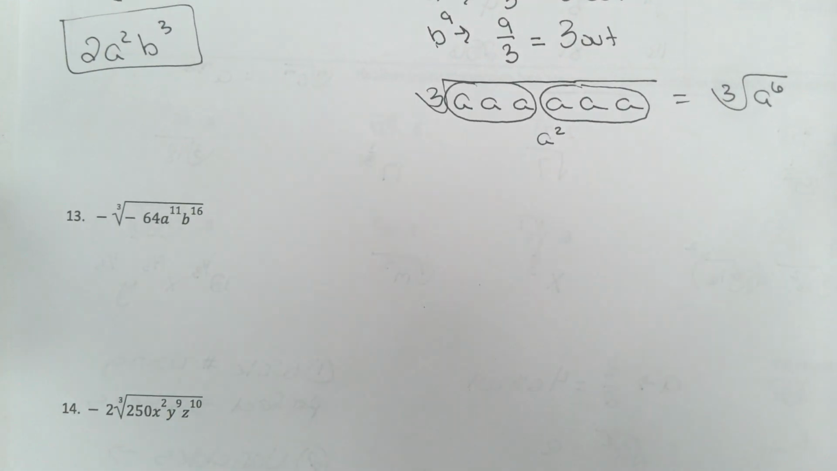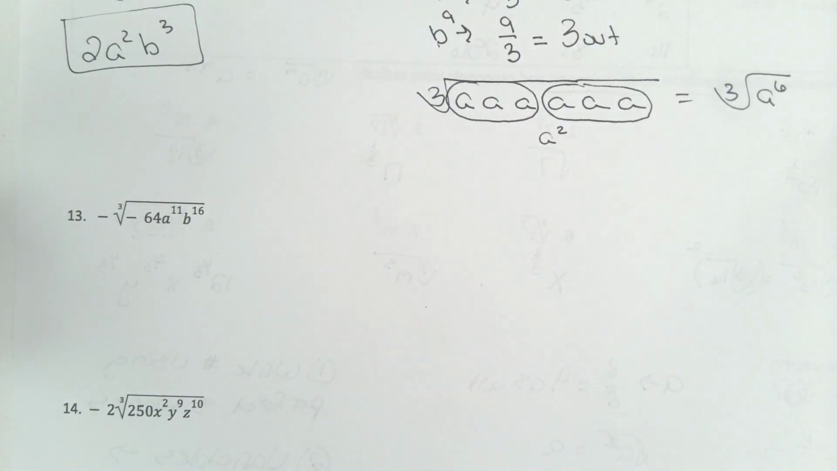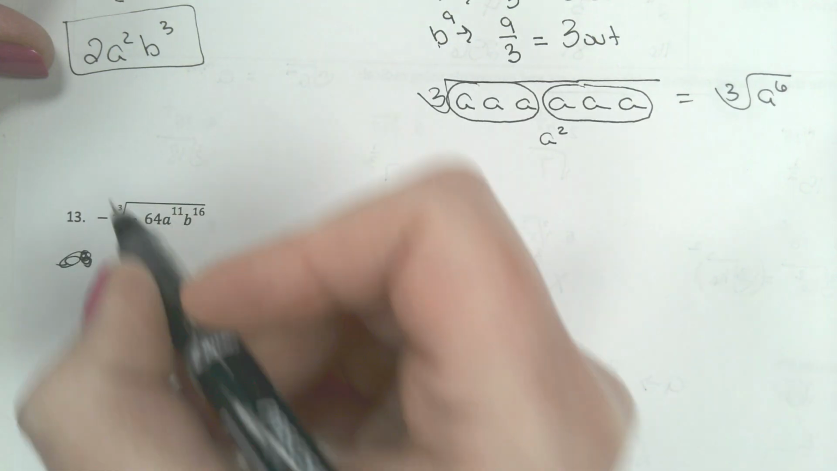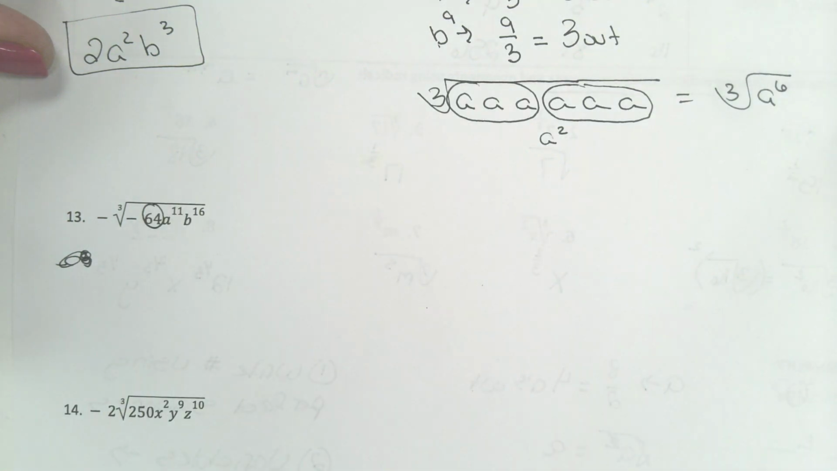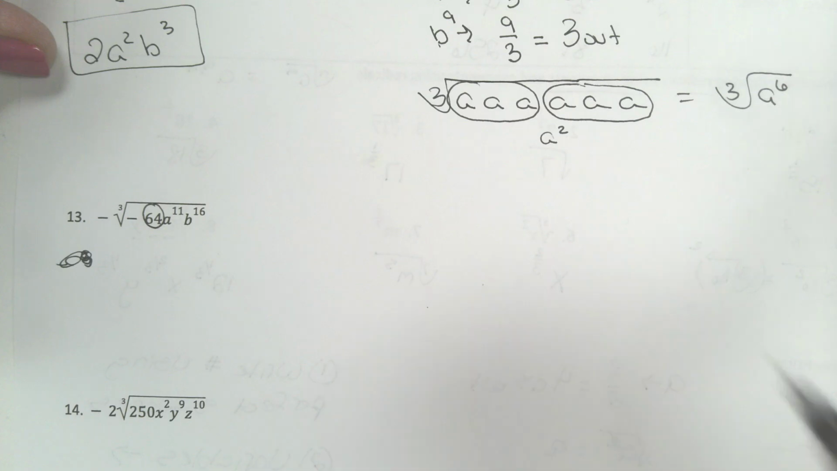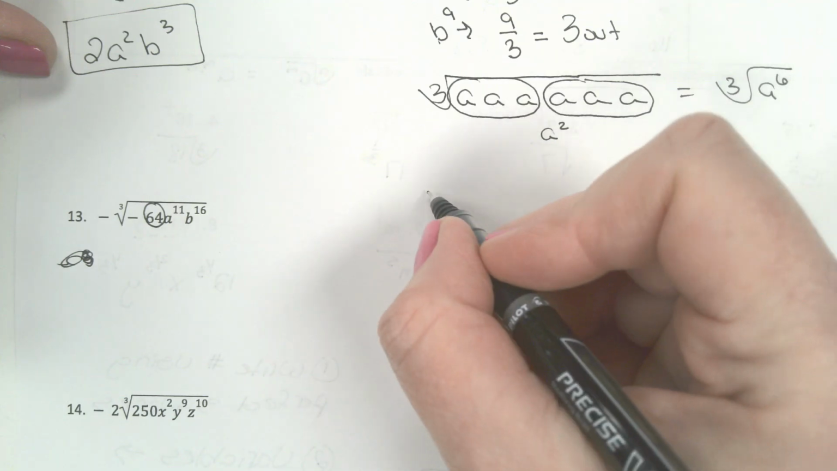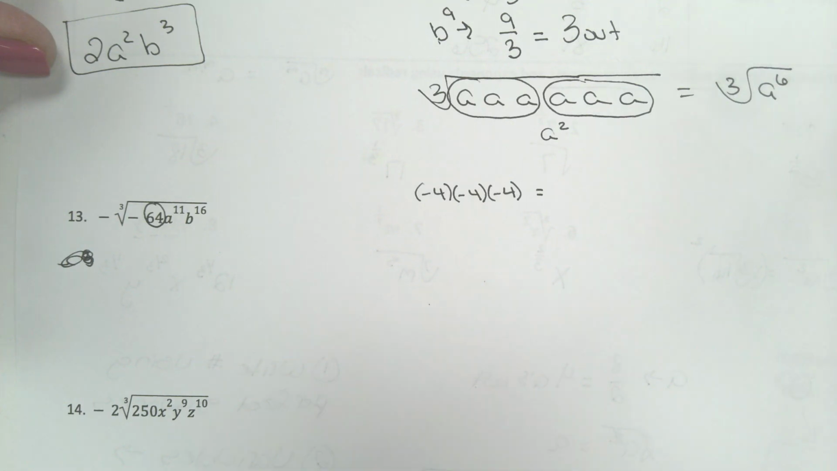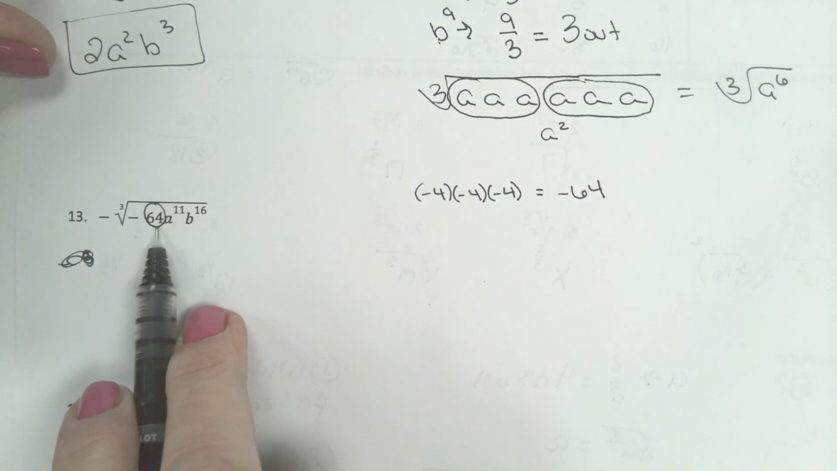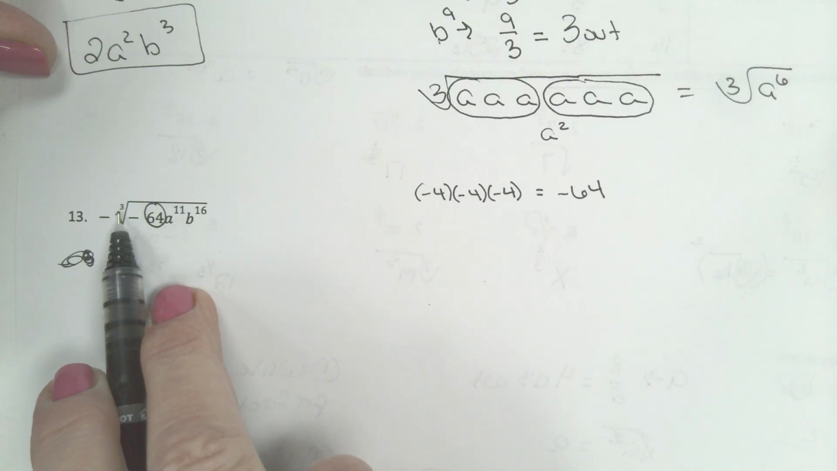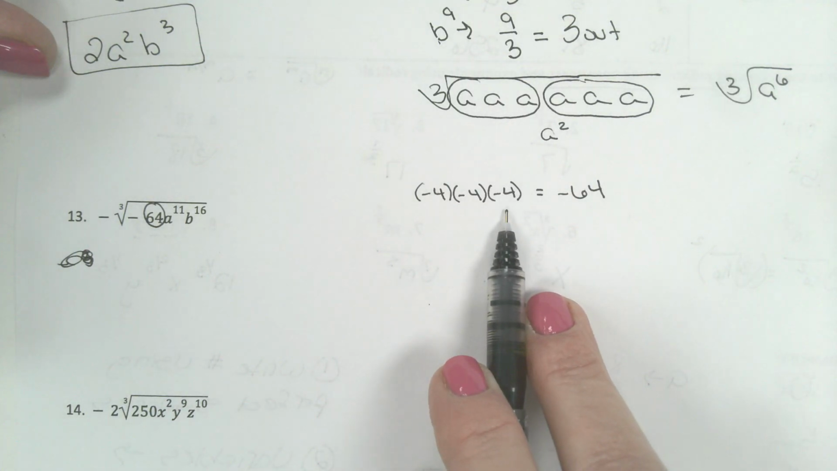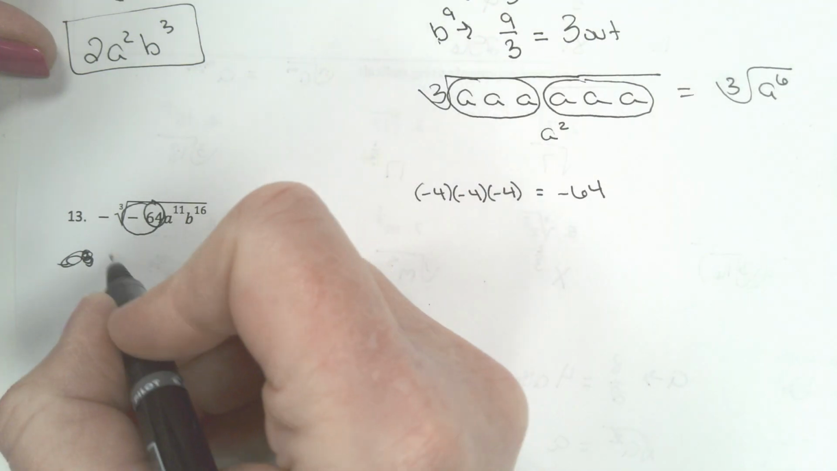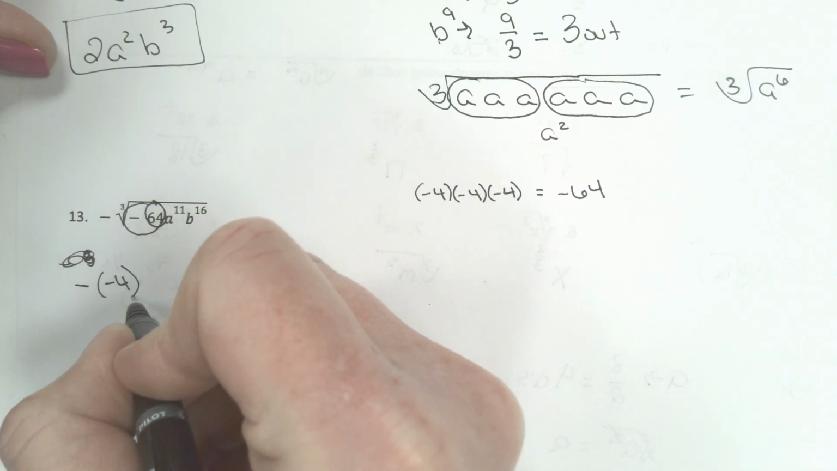All right, number 13, I have the cube root of negative 64. Would you agree that 64 is a perfect cube? It is 4. But I have a negative right here. So if you take negative 4 times negative 4 times negative 4, what do you get? You get negative 64. So if you have a negative number and you have an odd index, then the root of that is going to be a negative number. So the cube root of negative 64 is negative 4. So now I have a negative and I have a negative 4.